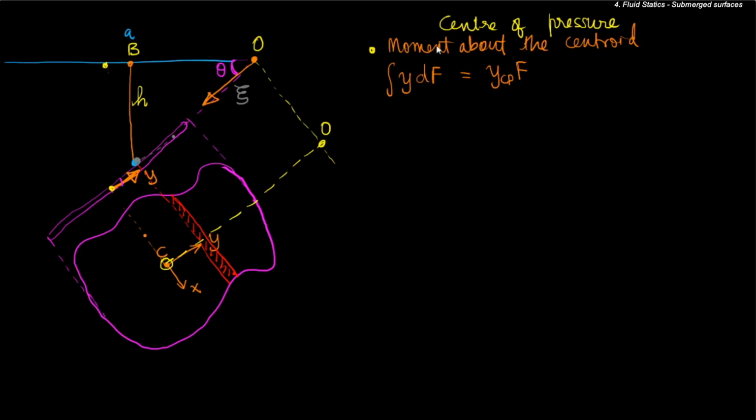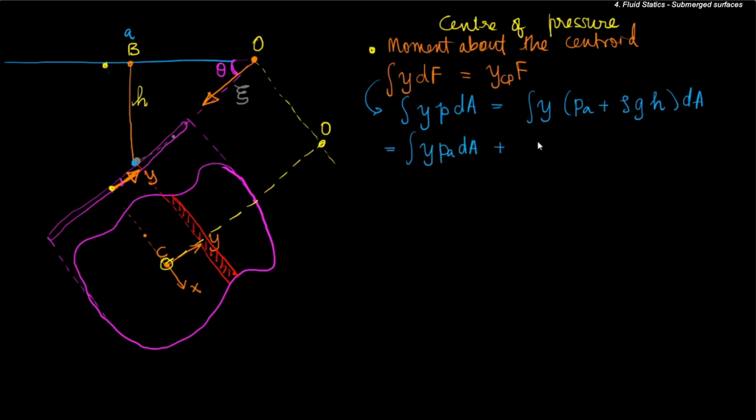Now the left hand side we can write as integral y times p times dA, which is essentially equal to integral y times, so the pressure acting at any point is equal to the atmospheric pressure plus rho g h, and this times dA. So this will be equal to integral y times PA dA plus, so rho g comes out of the integral, so it will be y times h times dA.